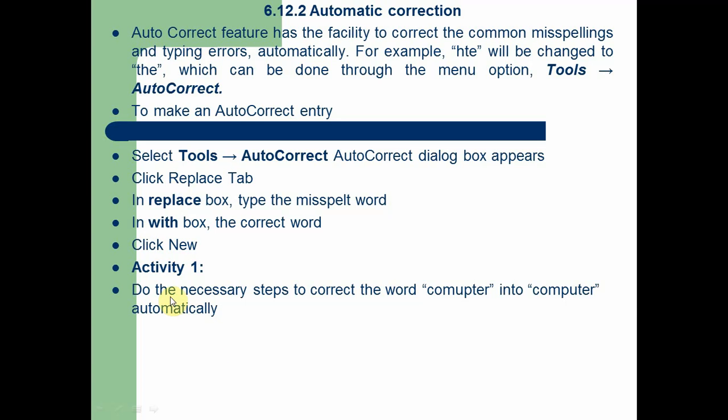So here we have an activity also. If you type the word computr, then this misspelled word should automatically be converted into computer. So now I'm going to execute this activity in OpenOffice Writer.